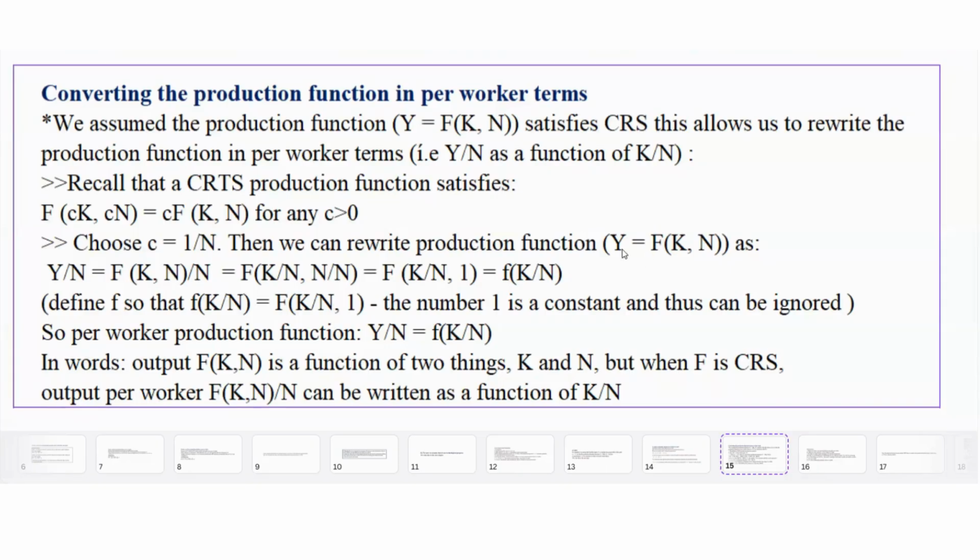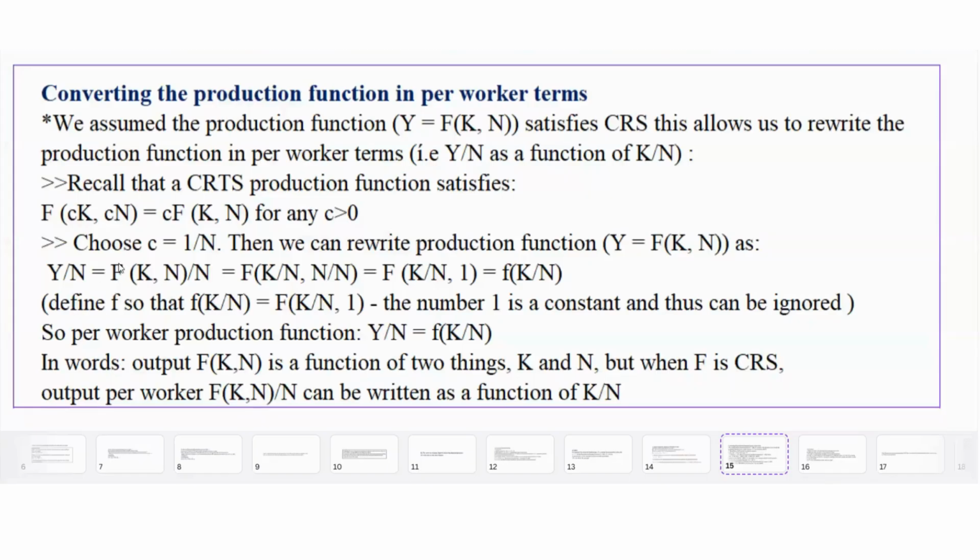Now we know that because this production function satisfies the constant returns to scale property, we can write F(K, N)/N. Here this c is just 1/N. So this means that we can rewrite it like this: given that it's a constant returns to scale production function, we're just choosing c to be 1/N. So we know Y = F(K, N), and we divide both sides by N.